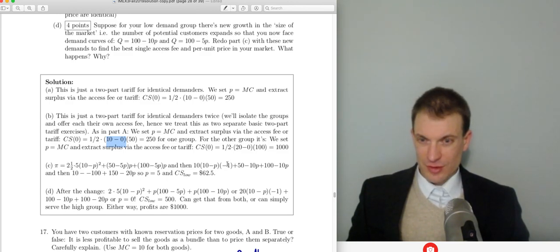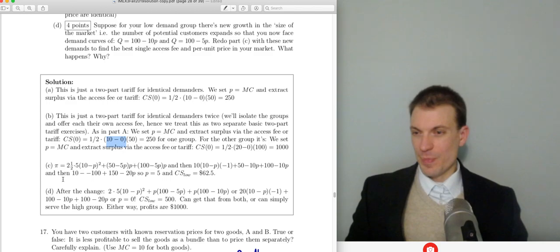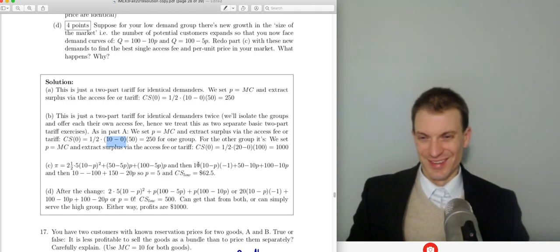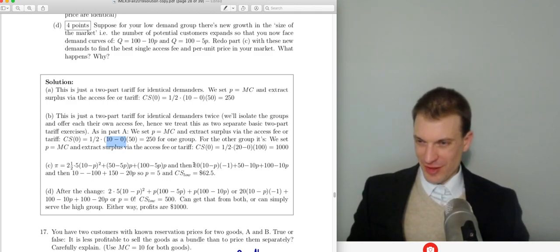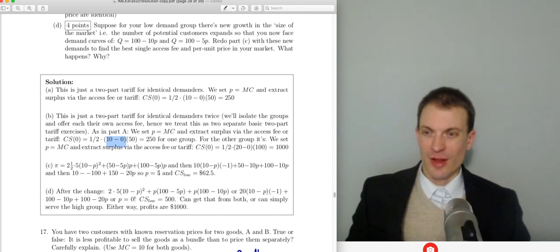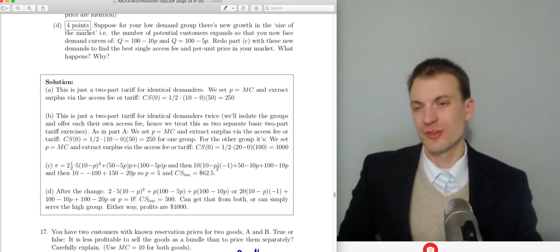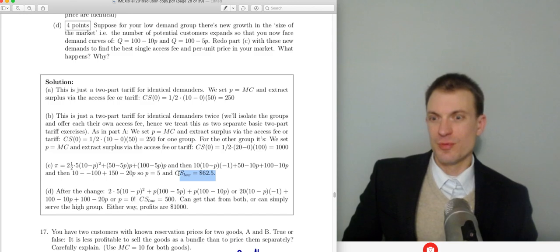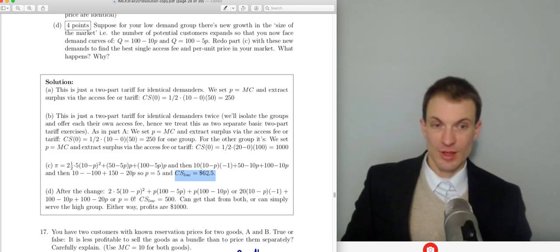I can't see this. So this is after I've taken the derivative. This boils down nicely. This is that one from chain rule. And then this is just from this stuff here. Cool. This boils down to a price of 5, and then consumer surplus for the low group is 62.5. And then that ends up being the access fee.